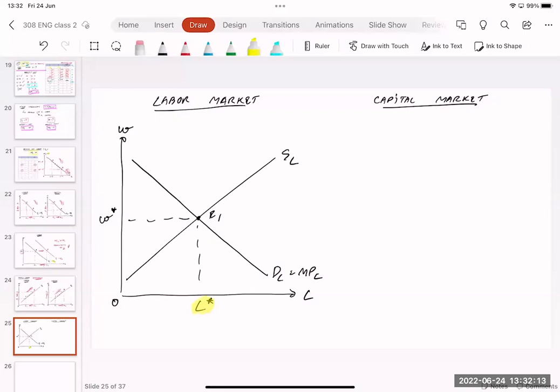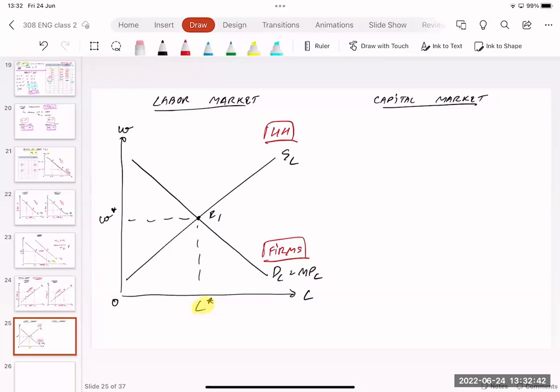L star comes from the point where demand equals supply. I have to note here that demand for labor comes from firms, or the business sector, because firms need labor. Firms want to hire labor to put in their factories, in production. Who wants to sell labor? The supply of labor is the household sector, which I write as HH.